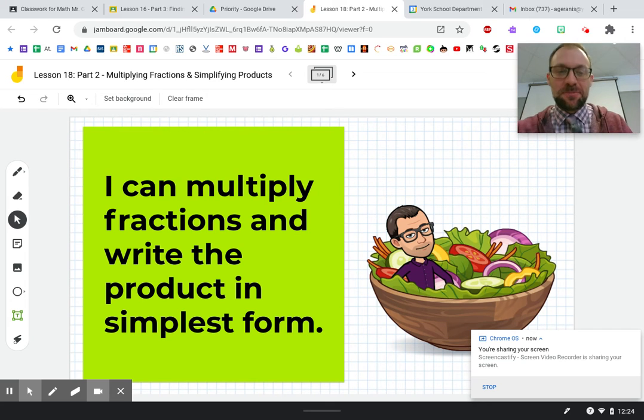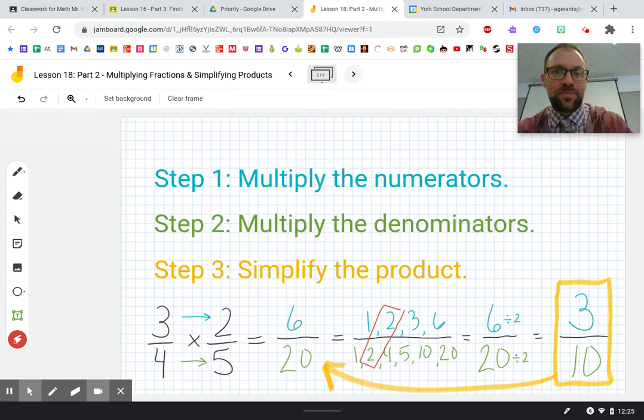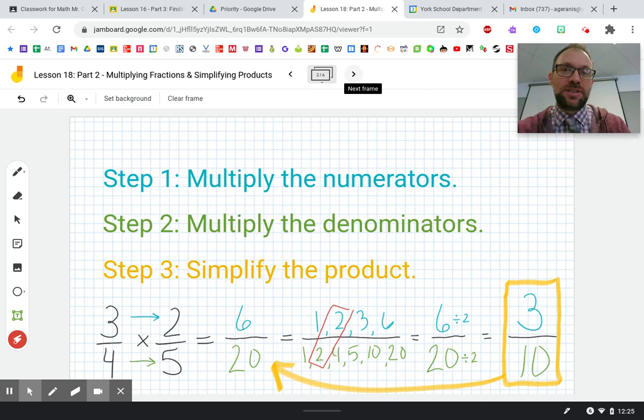Welcome to today's lesson. Our learning target today is I can multiply fractions and write the product in simplest form. So we build on the previous lesson of multiplying fractions, and today we make sure our products are written in simplest form. So let's take a look at those first three steps.